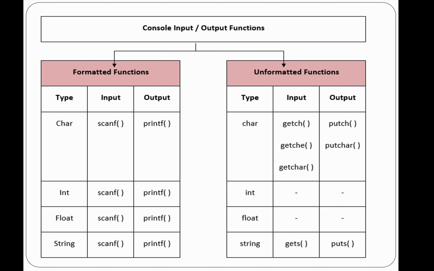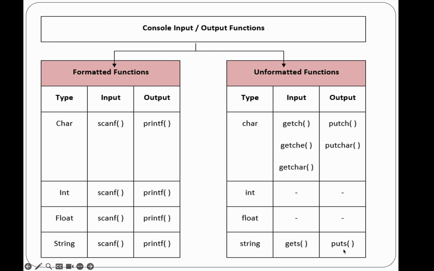For output, we can say put the character, which means print the character. We have putch and putchar; there is no putche, so don't confuse it. These are unformatted functions to print a character. Either putch or putchar. When you go for a string, you can read the string using gets and print the string using puts.